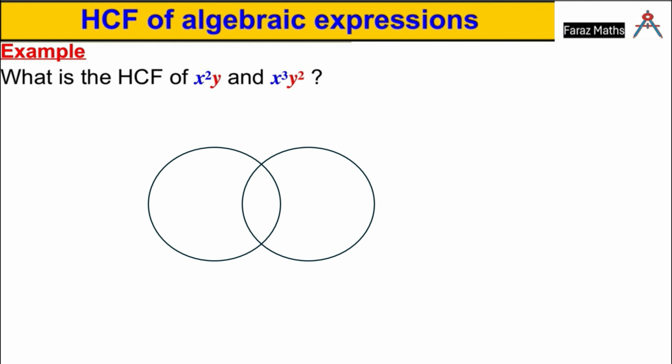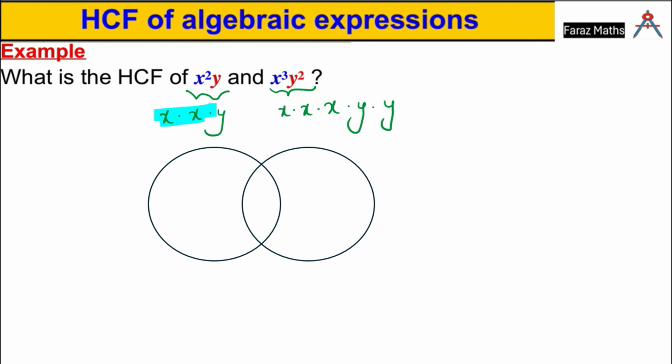Okay, coming to the next question. Here we have the HCF of algebraic expressions. What is the HCF of x square y and x cube y square? What you can do here is simply expand it. X square y means x times x times y, and x cube y square means x times x times x times y times y. Now you have to highlight the common terms.